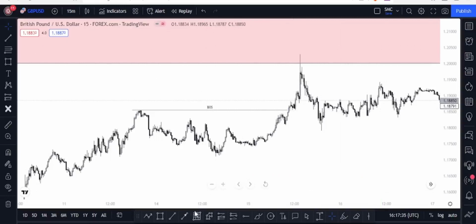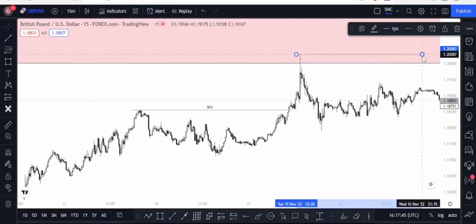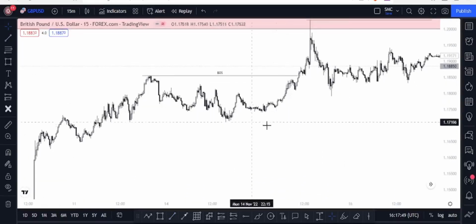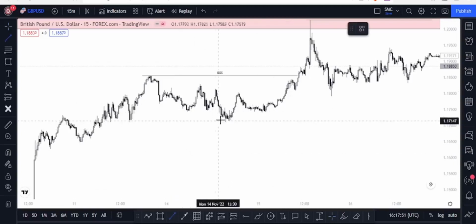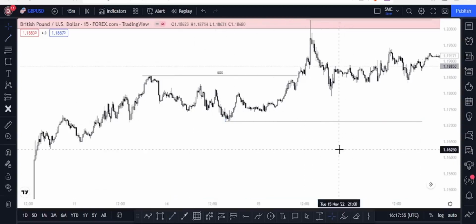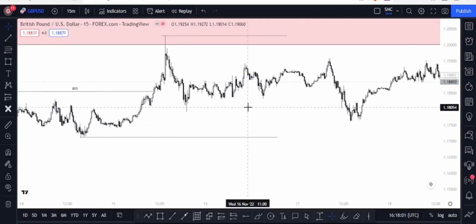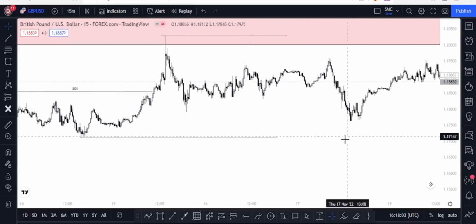So if this is our high in the market, and this is our break of structure, where is our low? Our low is here, guys. So our trading range is between here and here. And as you can see, price came down.